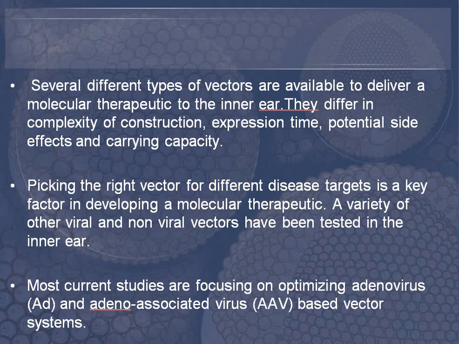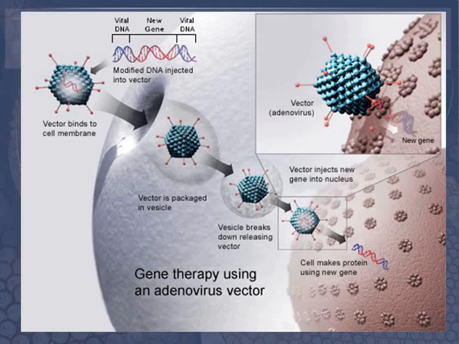So several different types of vectors are available for the delivery of molecular therapeutics to the inner ear. They differ in the complexity of construction, expression time, potential side effects, and carrying capacity. Picking the right vector for the different disease targets is a key factor in developing molecular therapeutics. A variety of other viral and non-viral vectors have been tested in the inner ear. The most current studies are focusing on optimizing the adenovirus and the adeno-associated virus based vector systems. So this virus has been selected, the adenovirus and adeno-associated virus system.